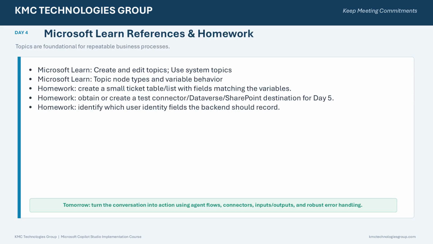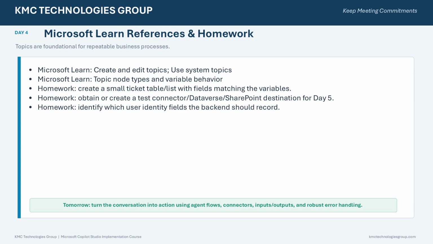Before completing day 4, review the implementation checklist. The Create Support Ticket topic should exist. Representative trigger phrases should be configured. Required questions and clean variables should be in place. Category and urgency values should be controlled. Security and critical branching should work.